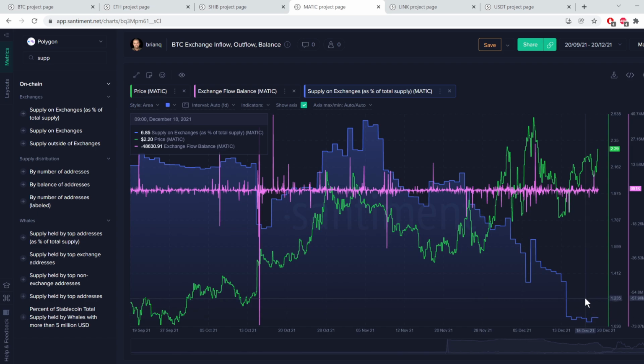And of course, I say on the exchange side of things because there are so many different on-chain and social metrics to factor in when deciding whether a price is going to go up or down. My job is never to give you investment advice. It's simply to point out how a few projects are looking with one particular metric, which in this case is exchange flow balance and supply on exchanges.